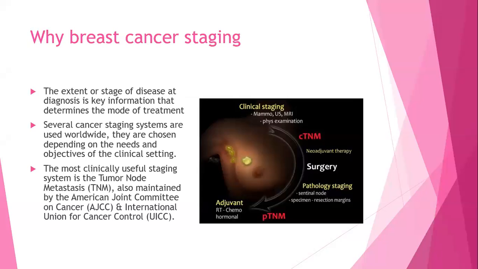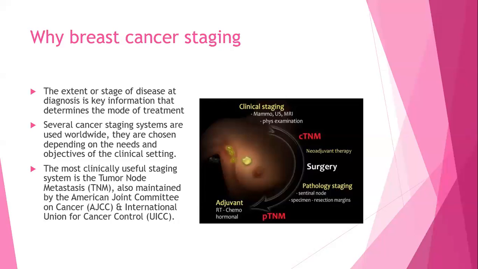So I'll move to breast cancer staging. Why do we stage breast cancer? The extent or stage of disease at diagnosis is key information because this will guide the treatment that the patient will receive. So we need to have the staging done accurately. This helps in determining whether the patient will have chemo, whether the patient will go for surgery, whether you have neoadjuvant chemo, because it tells you where to go next.